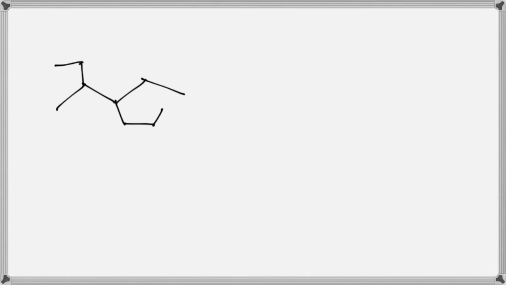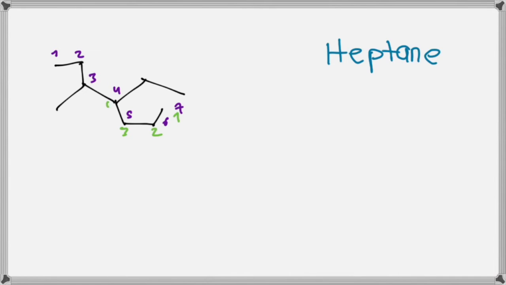So staying with that, we're going to have 1, 2, 3, 4, 5, 6, 7. So what's going to be our name? It's going to be heptane, right? Now, the next step is going to be getting the lowest number for the substituents, right? So we actually have to know that. Let's see if we do the other way around.